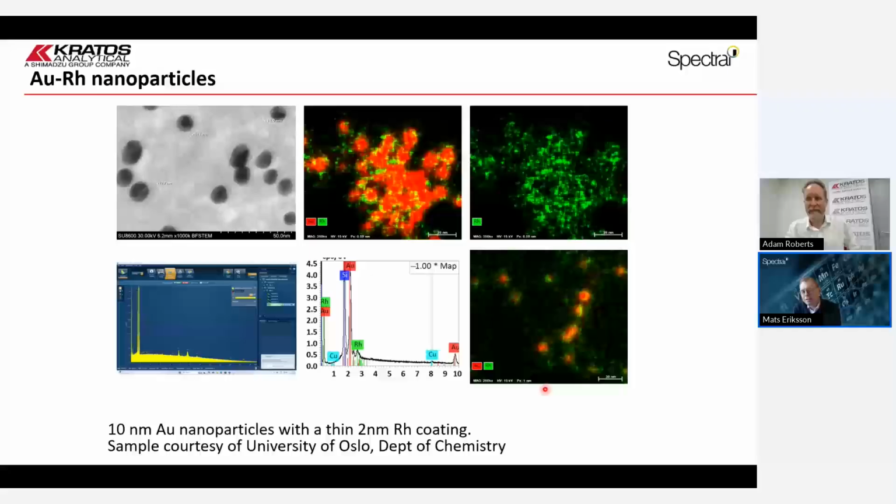I think this would be more of a TEM, a high resolution TEM challenge rather than the SEM. So even for, as we said, the techniques that we love, right, Adam? Both XPS and SEM EDS. It's kind of borderline what we could do here, but of course we still get some useful data.